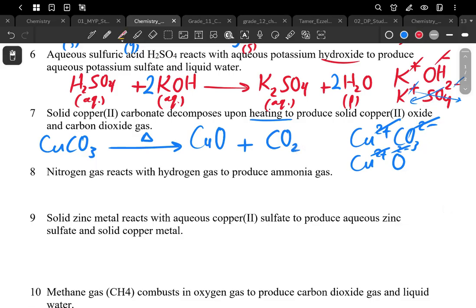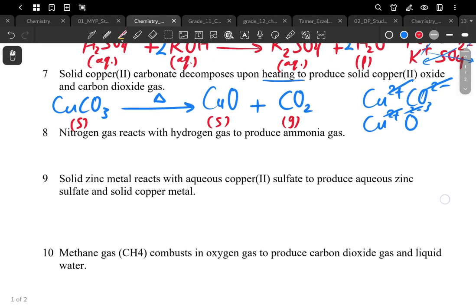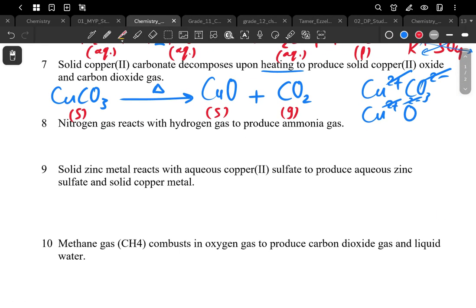Now let's write down the state of matter. So solid copper carbonate decomposes, producing solid copper oxide and carbon dioxide gas. Okay, and this equation again is balanced without adding any coefficients. Copper 1, C 1, the carbon, and 3 oxygens.